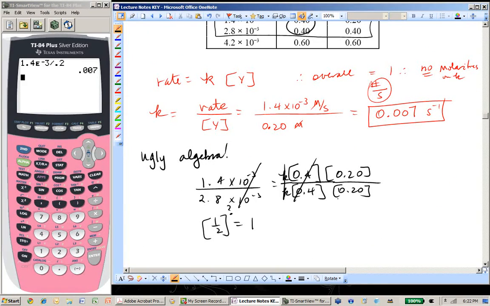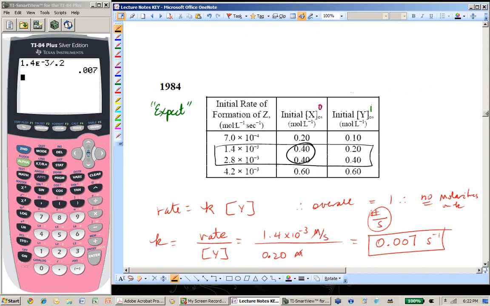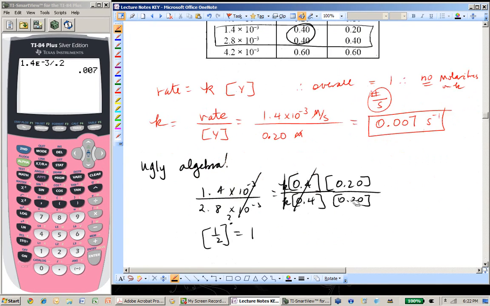1/2 equals 0.2 over 0.2. Oh, did I write that right? I might not have written that right. Hold on. 0.4, 0.2, 0.4, 0.4. Phooey. Let's try that again. Okay, so 1/2 equals 1/2. Ah, that's why it's first order.